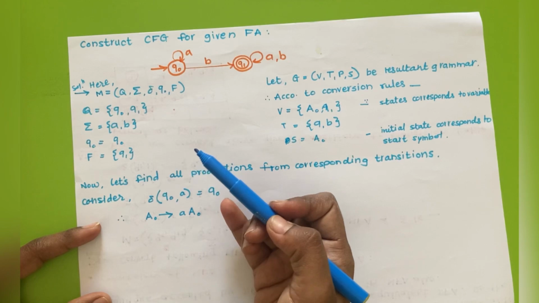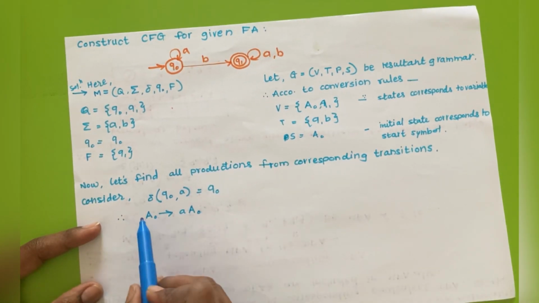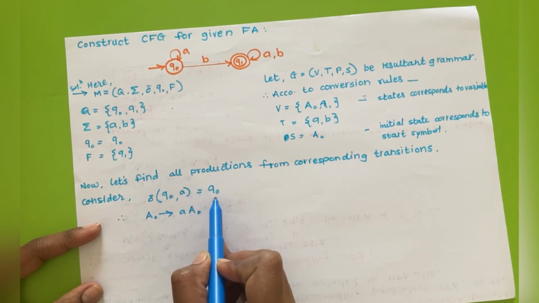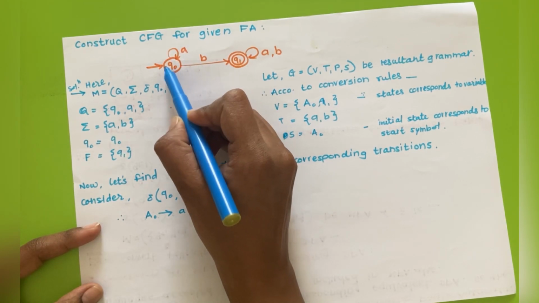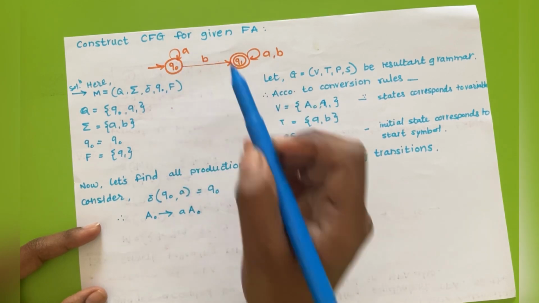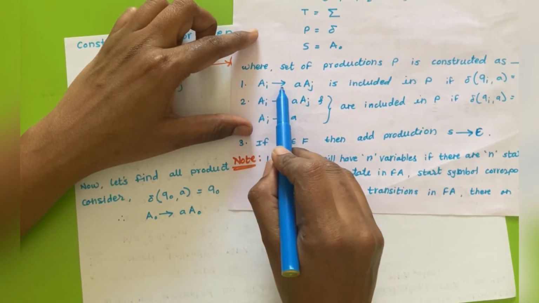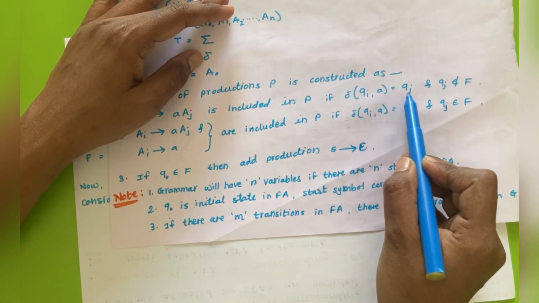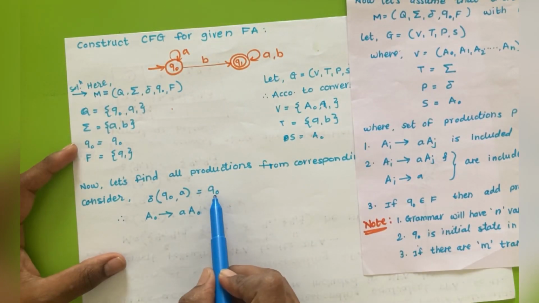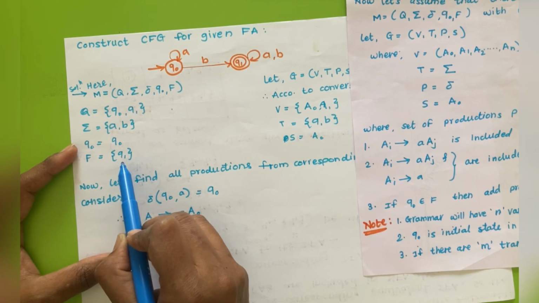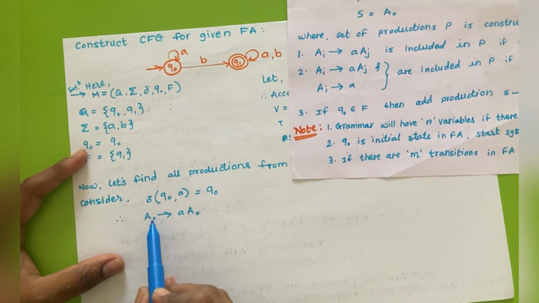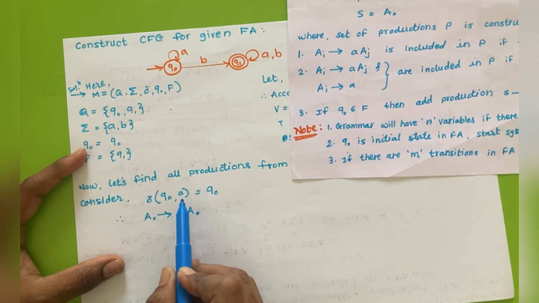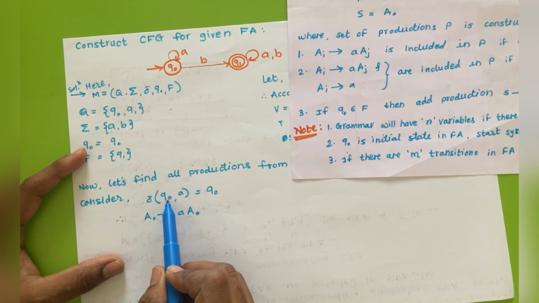Now we will start with the transitions one by one. The first transition is delta of Q0, a is equal to Q0 itself, meaning if we supply a input to Q0, then it stays in the same state, that is Q0 itself. By the first rule, that is Ai tends to a Aj, this will be included if we have delta of Qi comma a is equal to Qj, and Qj is not a final state. Here also the output state Q0 does not belong to set F, so we follow this first rule. So we will add the production A0 tends to a A0. The small a is written in the RHS, and A0 corresponds to Q0 from the finite automata, that's why instead of Q0 I have written A0.